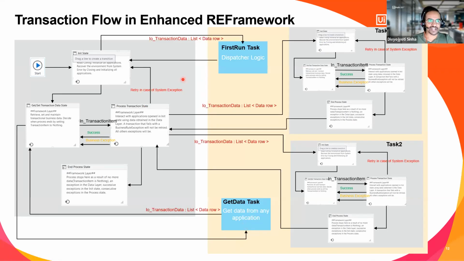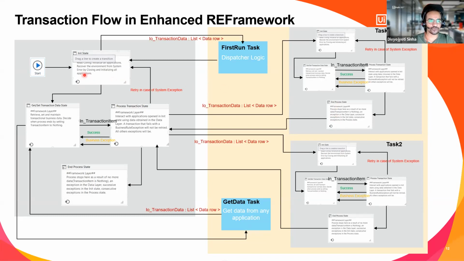Now we are moving on to the transaction flow in the Enhanced REFramework, right? So we were talking about concepts and details, but not going into the depth of this Enhanced REFramework. This is the overall architecture. On the left-hand side, what you are seeing is the parent REFramework, right? And on the right-hand side, this entire yellow block consists of your services layer, which comprises all these child REFrameworks: the first run task, get data task, task one, and task two. You can understand each of these is a separate child framework on its own, right?